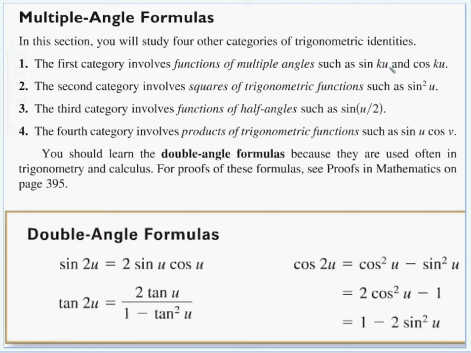And here we go. In this section, you will study four categories of trig identities. The first category involves functions of multiple angles, like the sine of 2x or the cos of 8y. The second category involves squares of trig functions, like sine squared or cos squared or tan squared. The third category is functions of half angles, like the sine of some angle u divided by 2. The divided by 2 is what makes it a half angle. We're cutting that angle in half. The fourth category involves the products of trig functions, like the sine of angle u and the cos of angle v, multiplied together.